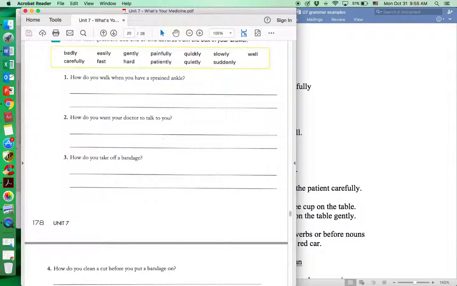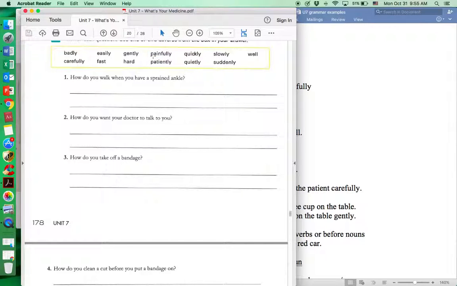How do you want your doctor to talk to you? I want my doctor to talk to me patiently. I want my doctor to talk to me carefully. It wouldn't make sense to say I want my doctor to talk to me badly or painfully. That wouldn't make sense. So you have to choose the correct adverb that makes sense in the sentence. How do you take off a bandage?